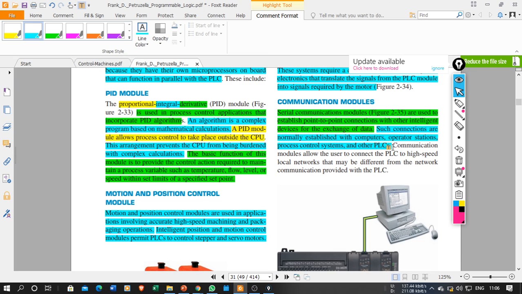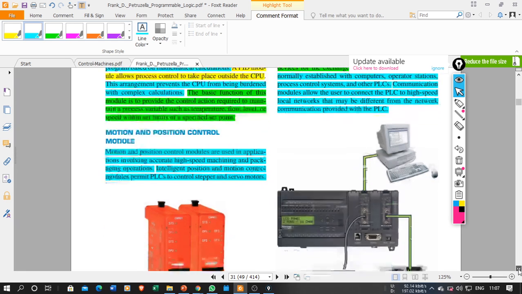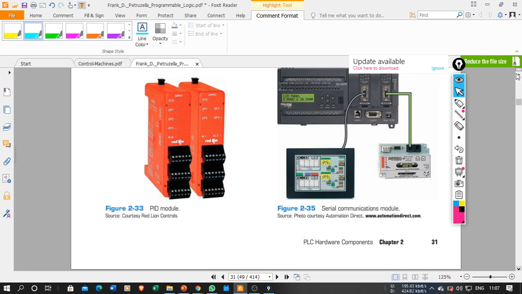What is the function of the communication module? The communication module allows the user to connect the PLC to a high speed local network that may be different from the network provided with the PLC. So with the communication module, I will connect my PLC with various high speed local networks with which my PLC will communicate. So this is my communication module.